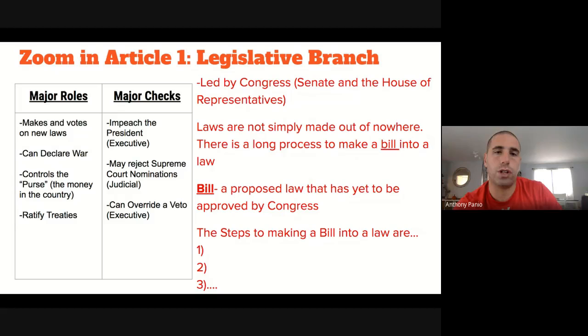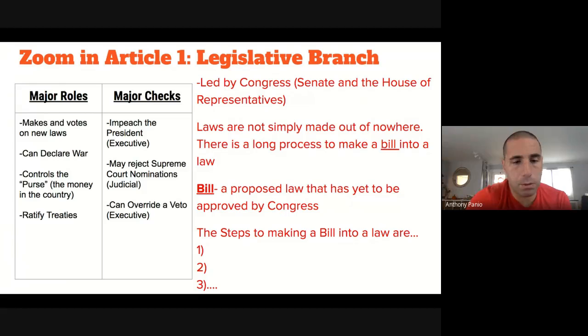If you ever turned on a news channel called C-SPAN, they're always filming what happens in the House of Representatives to keep it public record. Essentially, they're talking about and debating and voting on laws. All right, that is the biggest thing.